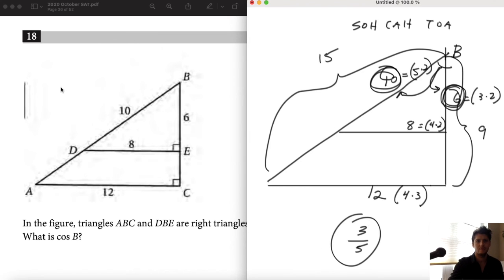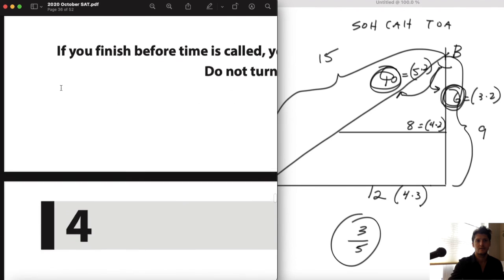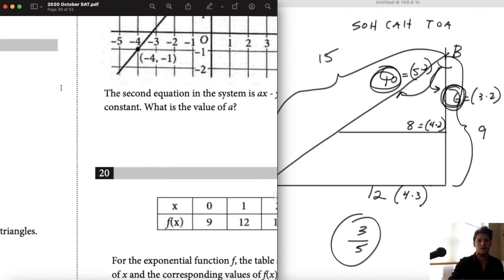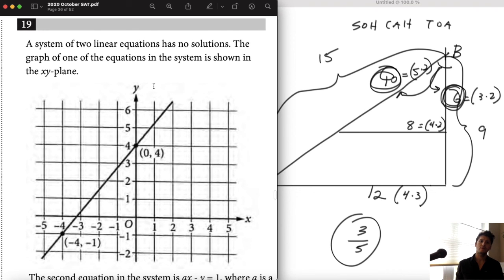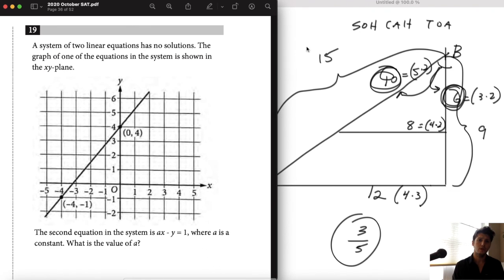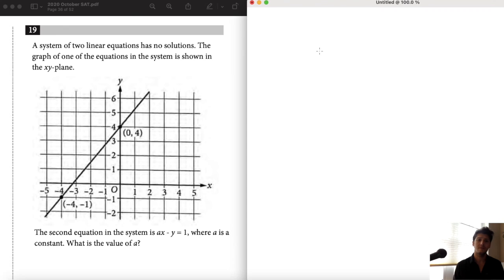Okay, so let's see about number 19. Okay, so no solutions. We talked about infinite solutions and one solution with linear equations. No solutions means they're parallel lines. They never cross. So we can calculate the first equation, and the second equation's got to be parallel to this. So the first equation, let's see, what do we know?